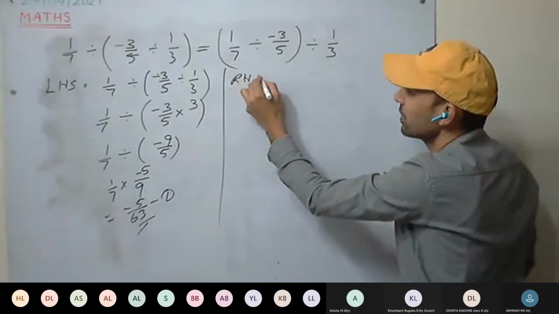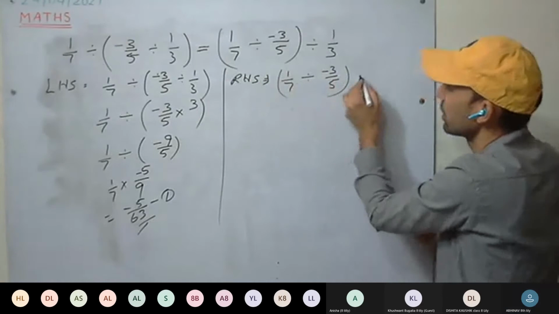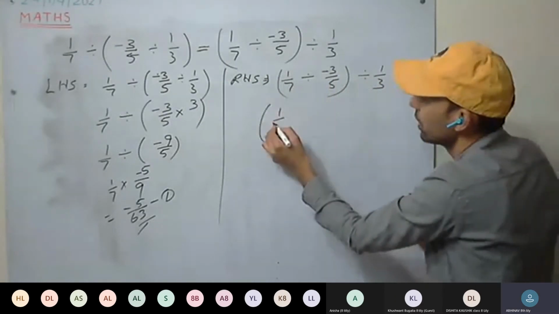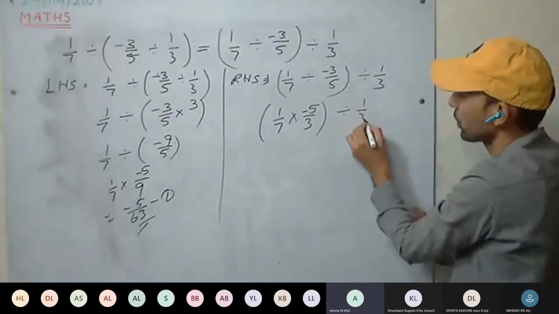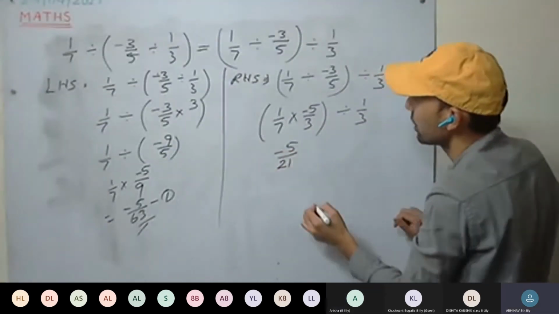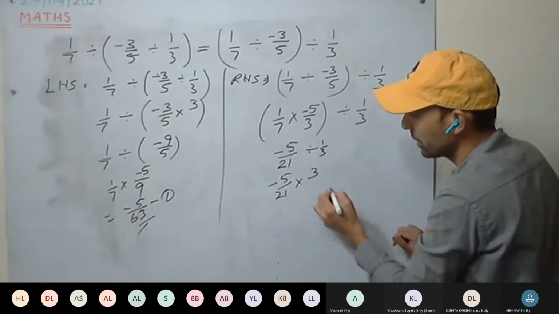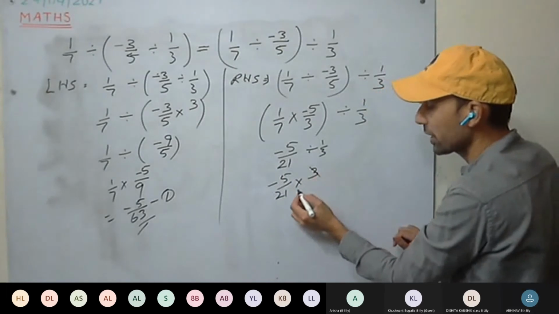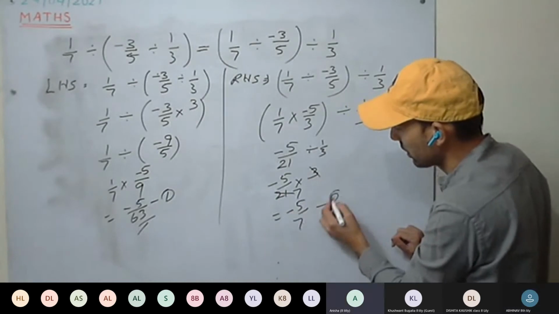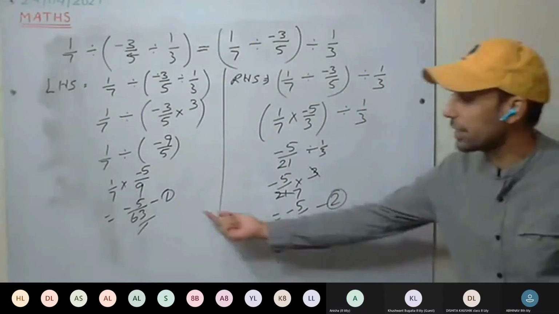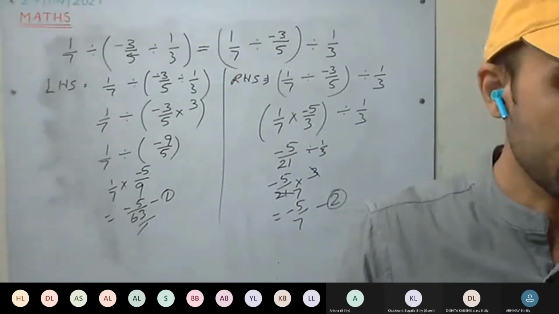Take the right hand side. Everyone have understood? Anyone in class who hasn't understood? 1 upon 7 into minus 5 upon 3, divided by 1 upon 3. Minus 5 upon 21 divided by 1 by 3, minus 5 upon 21 into 3. 3 upon 1 we can write as 3. Minus 5 upon 7. Minus 5 upon 63 and minus 5 upon 7, are they the same? No, they are not the same. It means it's wrong. It's false. Associative property does not hold.